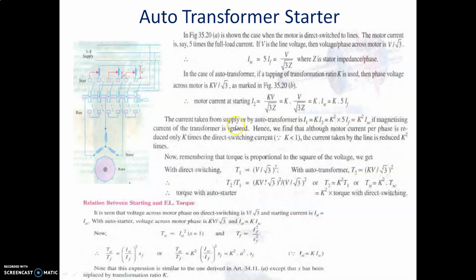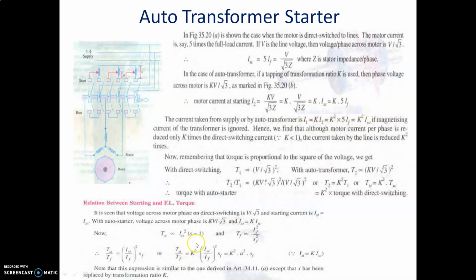So a small recap. The rotor current or motor current at starting is K times ISC, and the current drawn from the supply is I1. So I1 by I2 is K. Substituting the value of I2 from this equation, K into ISC, it is K square into ISC. So I1 is K square into ISC.